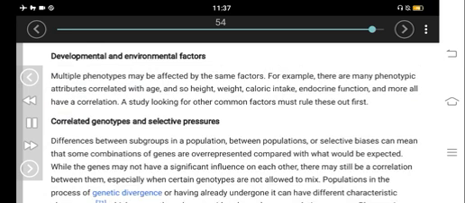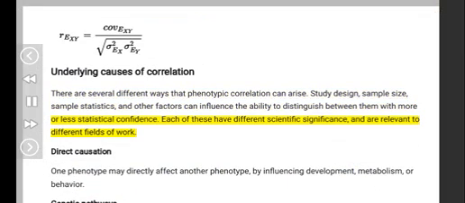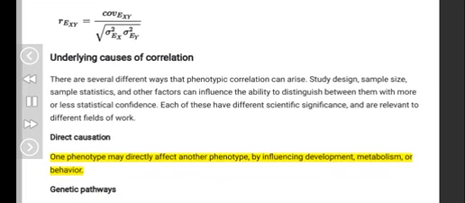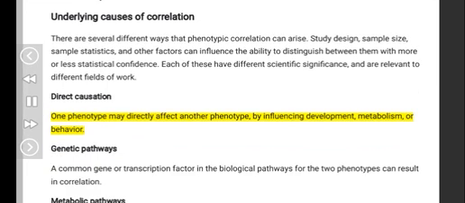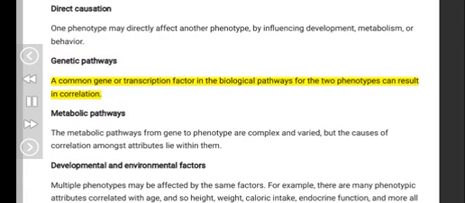Underlying causes of correlation. There are several different ways that phenotypic correlation can arise. Sample size, sample statistics, and other factors can influence the ability to distinguish between them with more or less statistical confidence. Each of these have different scientific significance, and are relevant to different fields of work. Direct causation. One phenotype may directly affect another phenotype, by influencing development, metabolism, or behavior. Genetic pathways. A common gene or transcription factor in the biological pathways for the two phenotypes can result in correlation.